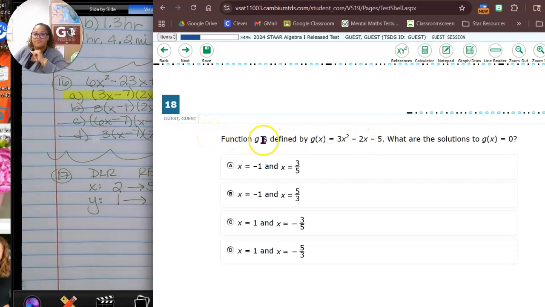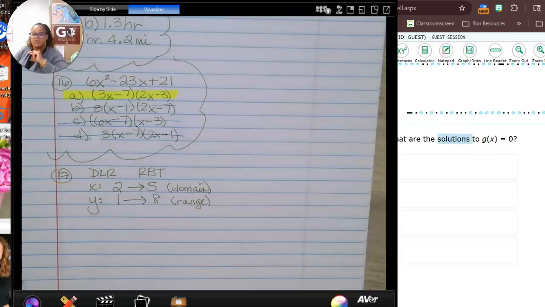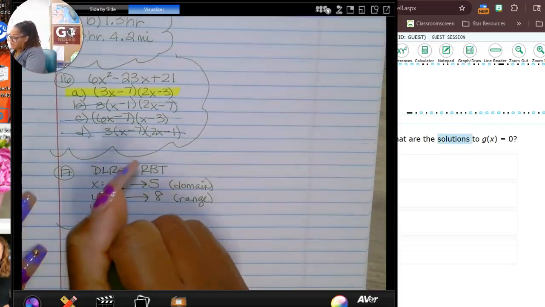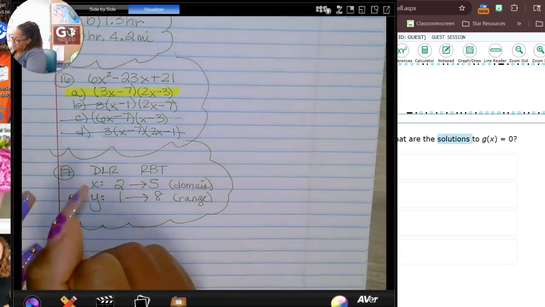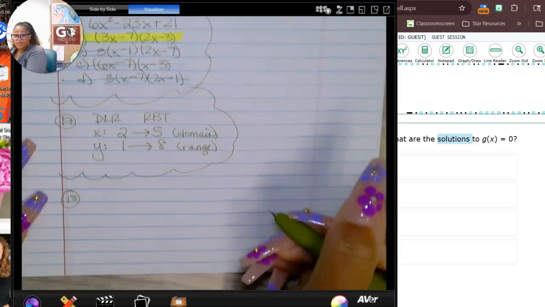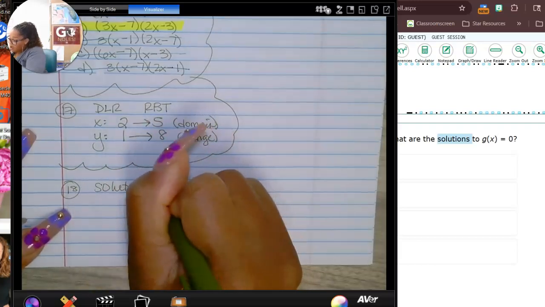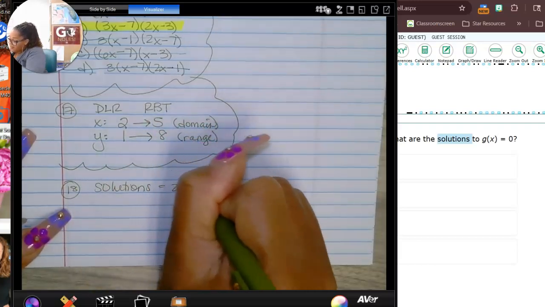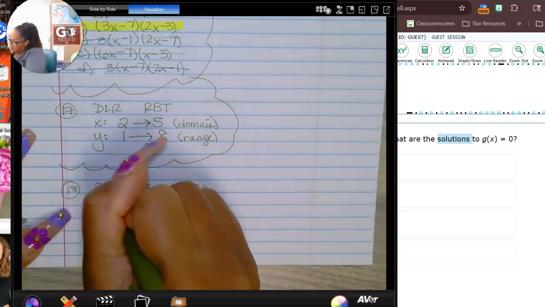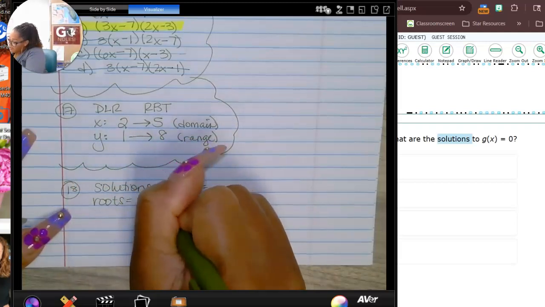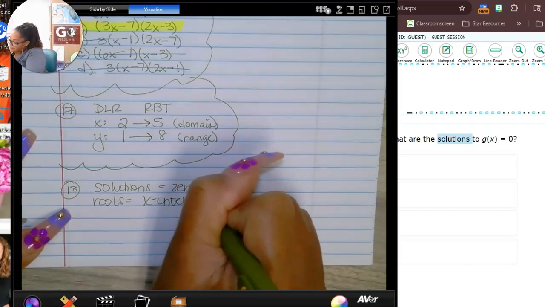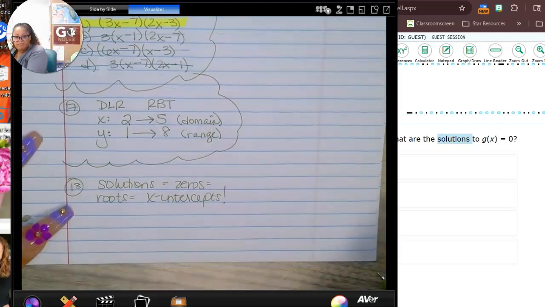Number 18. Function g is defined by 3x squared minus 2x minus 5. What are the solutions to g of x equals 0? Solutions. That's a vocabulary word, and it has 0 there. Solutions are zeros. They are roots, and they are x-intercepts. I need to remember that.